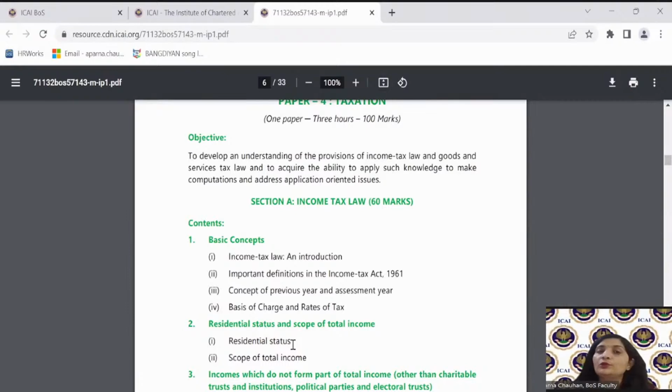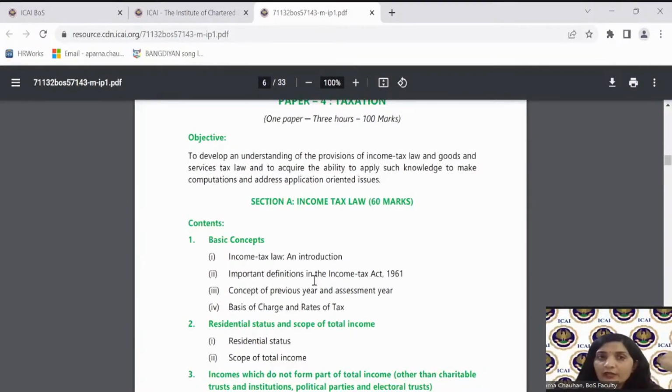What do you all know? You must be knowing the concept of residential status. First of all, it is very relevant. In the second chapter, ma'am is going to take you through chapter 2. Residential status is the first thing which you need to determine while computing the total income and tax liability of a person. Basic concepts you now know about the assessment year, previous year, the tax rates.